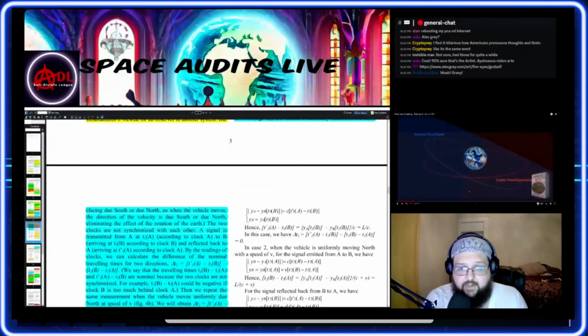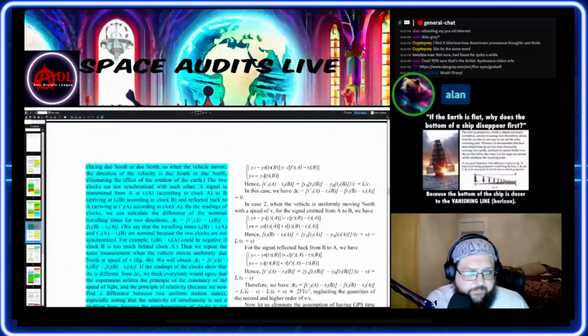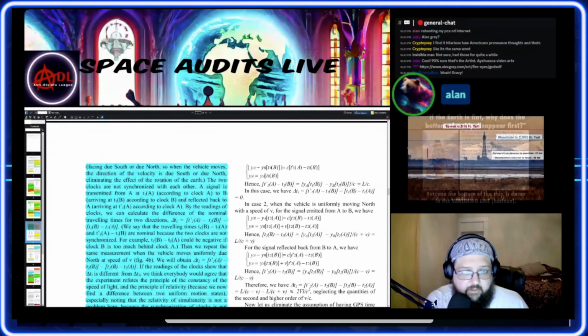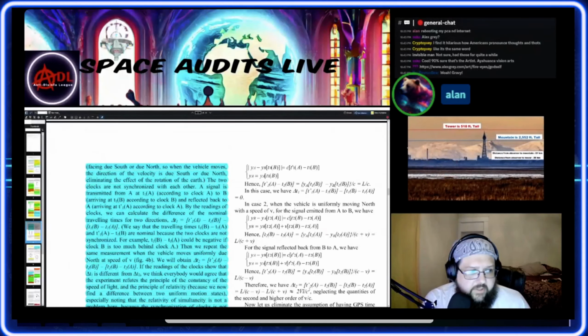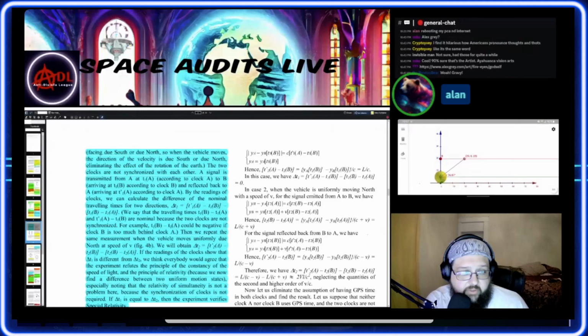This is just to try and get a baseline without sending a signal into that propagation or against it, right? That's what they're trying to do, or what he's trying to say by that, even though they equate the same thing to Earth rotation. So the two clocks are not synchronized with each other. The signal transmitted from A at T sub 1A according to clock A to B, arriving at T sub 1B according to clock B, and reflected back at A arriving at T sub 2A according to clock A. By the readings of the clocks, we can calculate the difference in the nominal traveling times for the two directions.